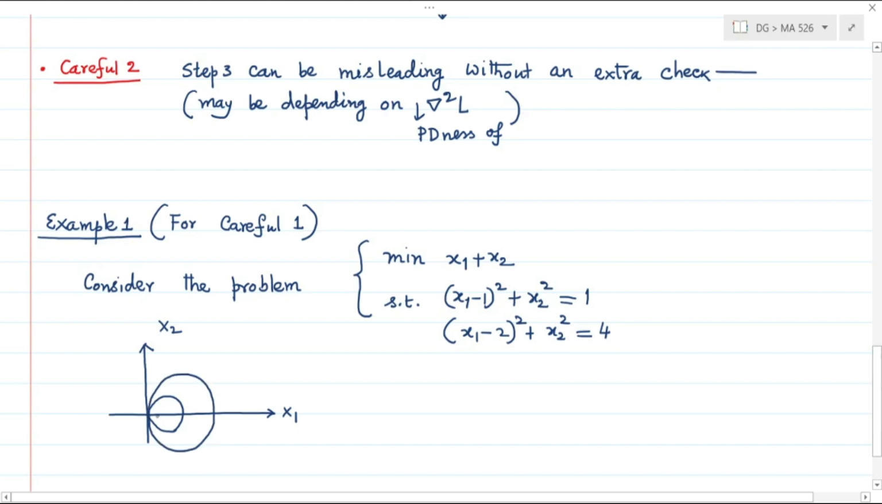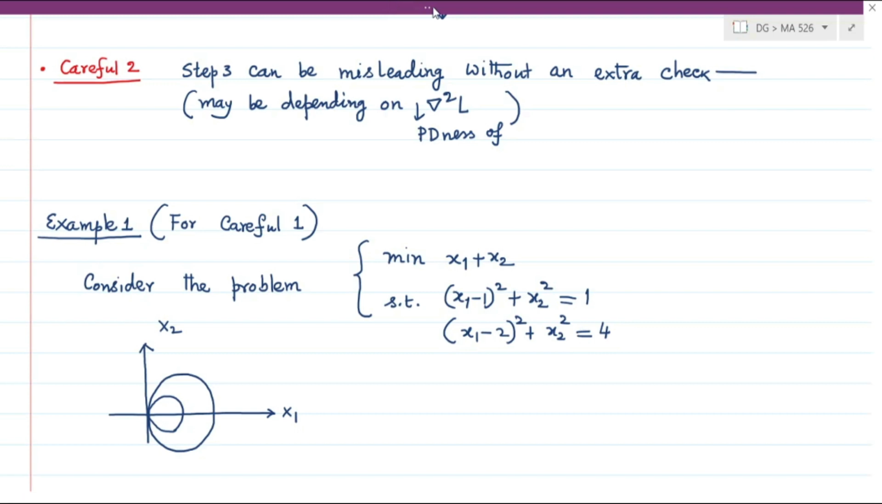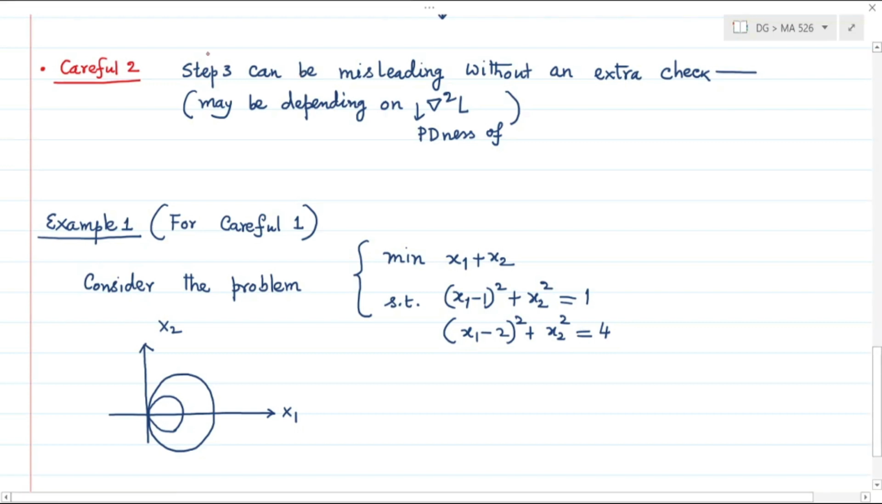Fine. And both are equal to 1, that means both are equality constraints, and therefore you have only one feasible point, the origin, right? Origin is the only feasible point here, and obviously this point origin is indeed the local minimum or indeed the global minimum for this problem, right?